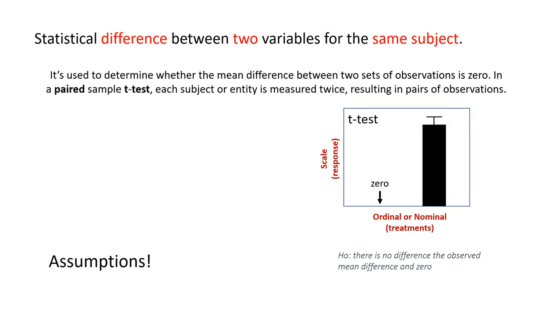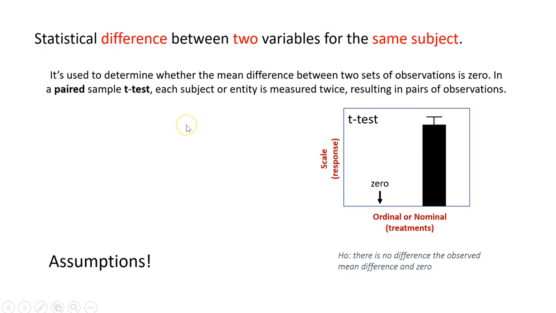A paired t-test is used to look at the statistical difference between two variables of the same subject. It's normally used to determine whether the mean difference between two sets of observations is 0. So if you look at this figure, it's testing whether the difference between the means is significantly different to 0.